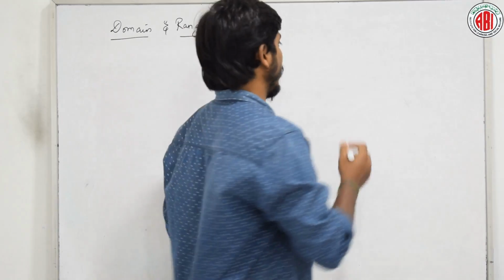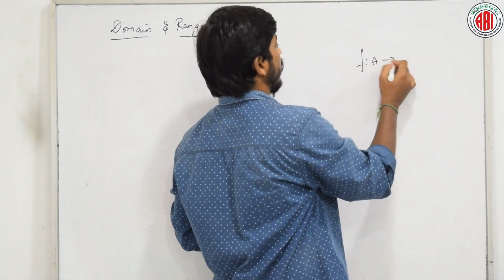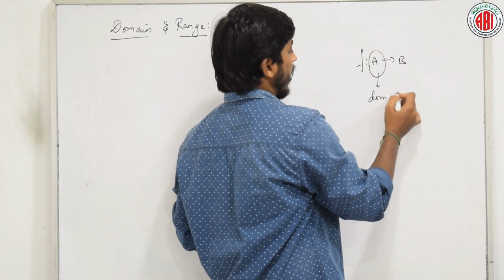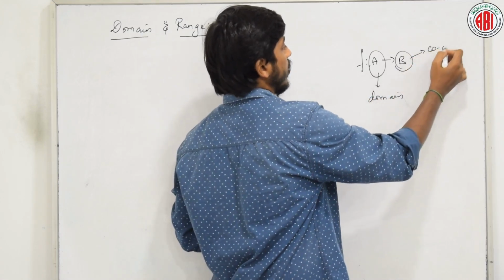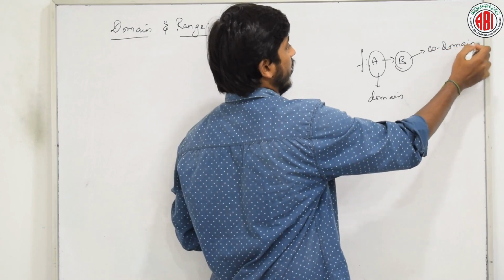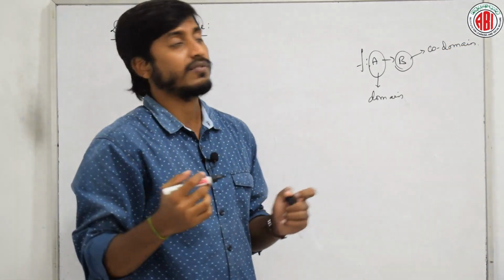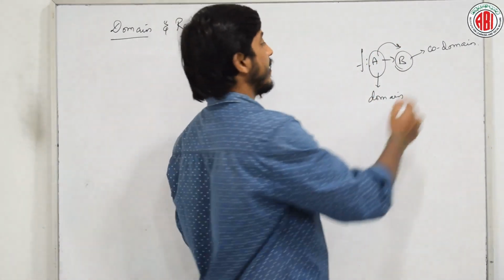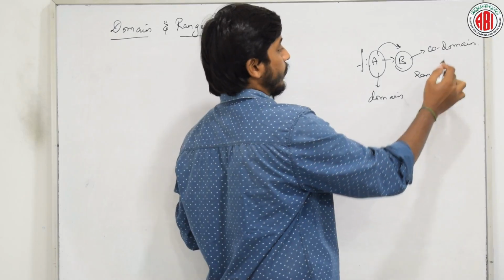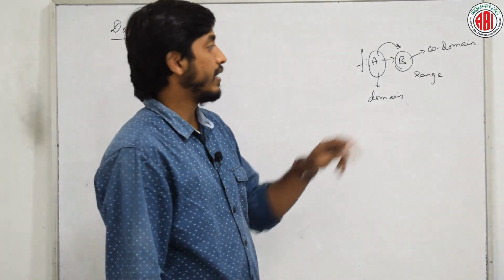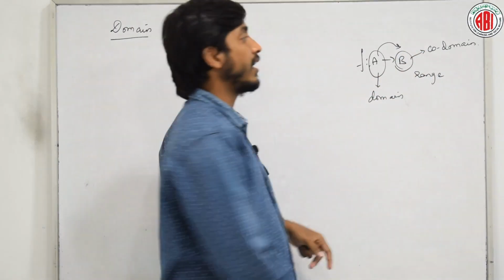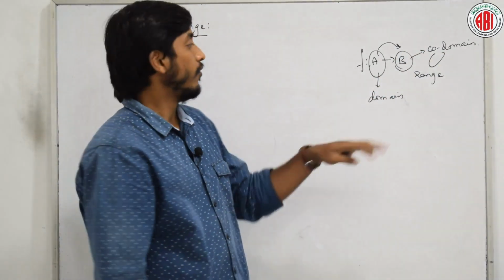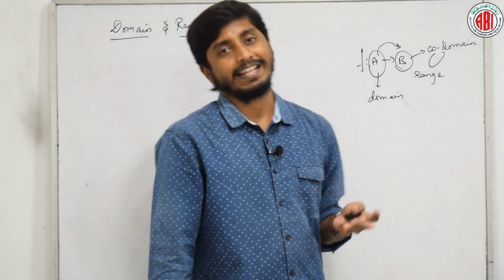You always know that if f maps A to B is a function, then A is called the domain and B is called the codomain, right? And the set of those elements which we actually map from A to B is called the range, isn't it? We always know that range is a subset of codomain. So we are going to learn what this domain and what this range is.